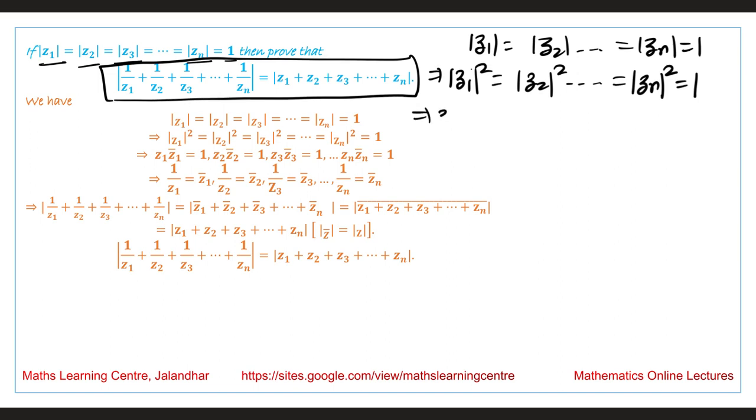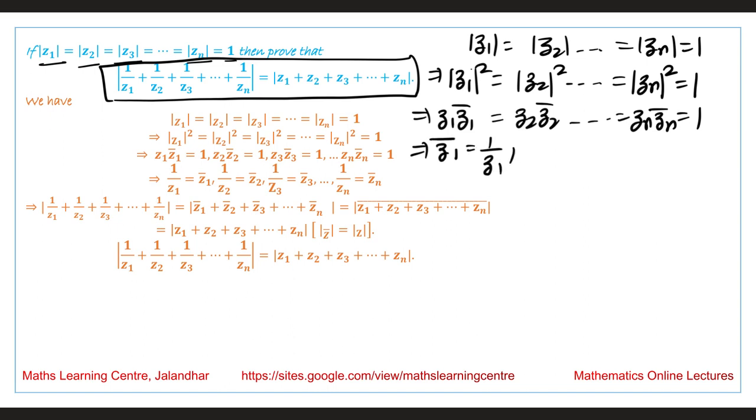So this implies that z1 z1 bar is equal to z2 z2 bar, so on up to zn zn bar, this is equal to 1. So this implies that z1 bar is equal to 1 by z1, z2 bar is equal to 1 by z2, so on up to zn bar is equal to 1 by zn. Now we have to calculate the value of this term. Look at this term over here, it is 1 by z1, 1 by z2, 1 by zn. So if we substitute these values over here, we obtain this equation we are talking about.